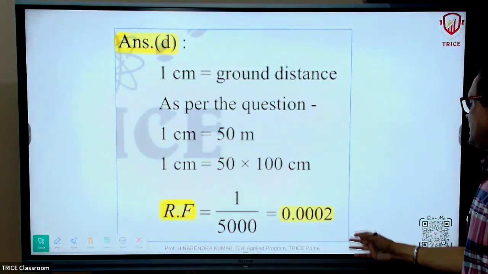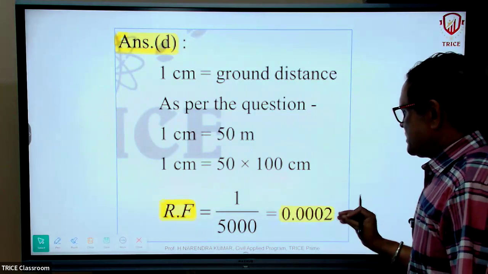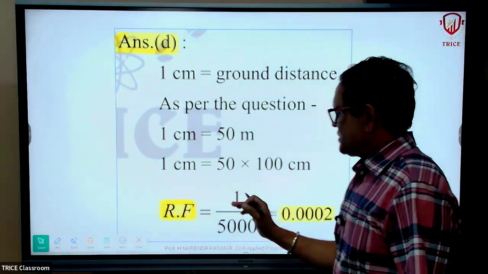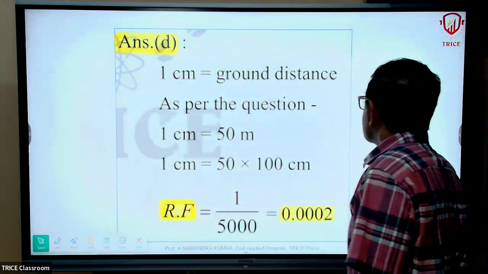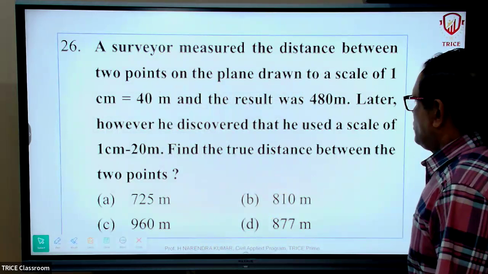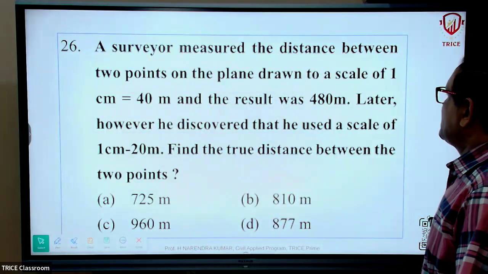So 1/5000, I'll get 0.002. This is a straightforward question. Let me tell you, these are all the questions that are taken from previous question papers. Okay. So this is related to, once again, the scale.